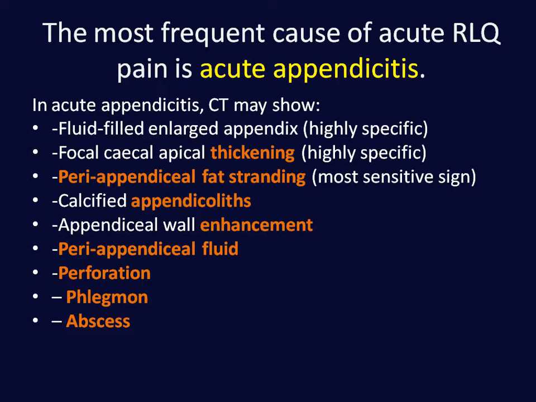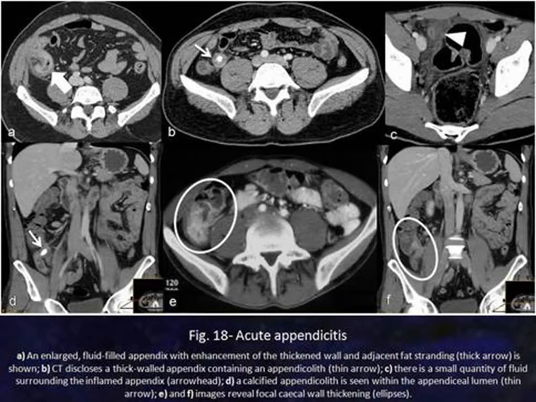The CT will show a fluid-filled enlarged appendix, focal cecal apical thickening, periappendiceal fat stranding, calcified appendicolith, and sometimes you can see appendiceal wall enhancement, periappendiceal fluid, perforation resulting in phlegmon formation and abscess formation. So, what we can see here, there are different cases of acute appendicitis in different stages.